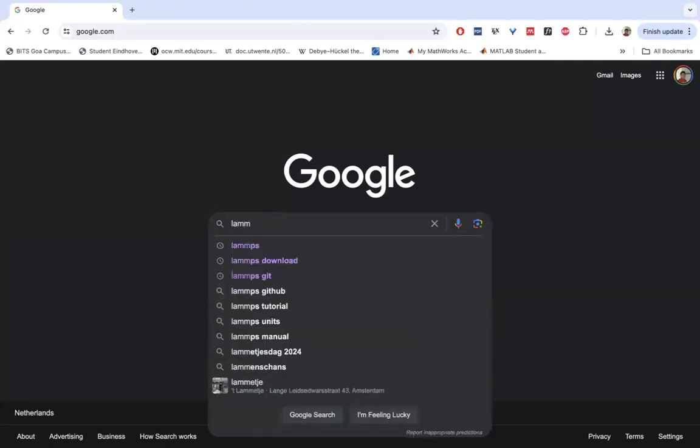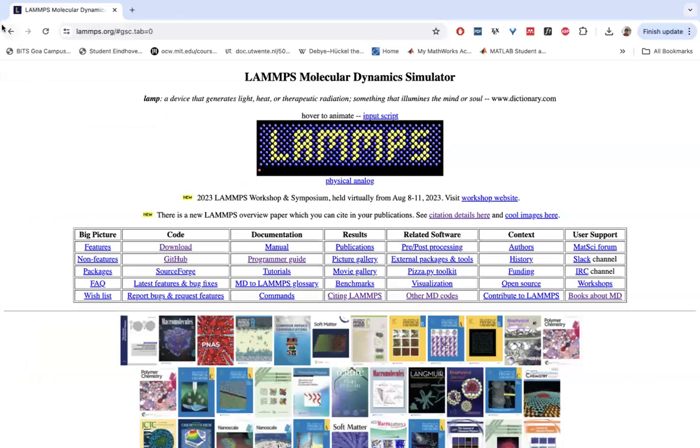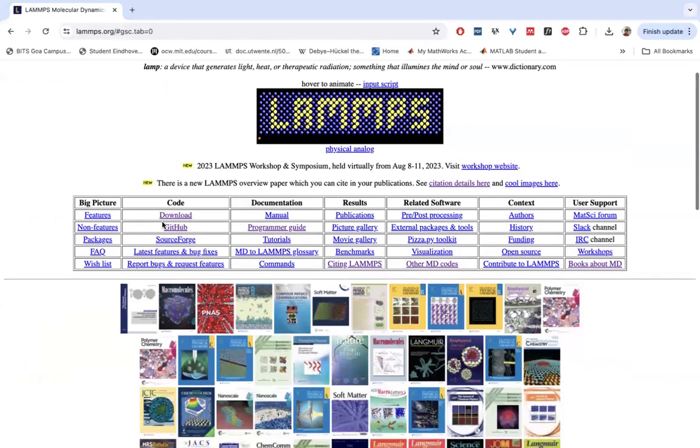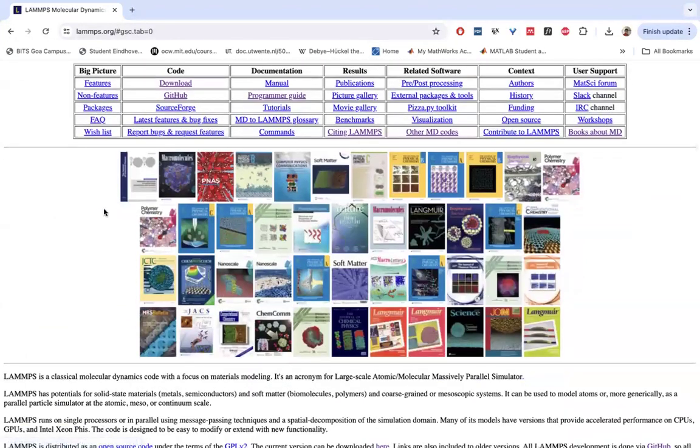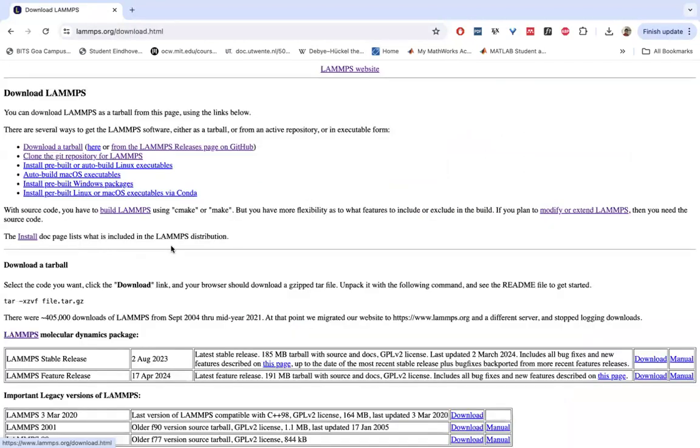Let's start off with a very simple search. We say just LAMMPS and we click on the first link that you get there, which should bring you to this page. This is the home page of the LAMMPS software. Here you can see a list of all the different features of LAMMPS and also the widespread usage of LAMMPS by different studies. So these are all the covers and so on. Here I mainly want to download LAMMPS, so for that, I click on the download link.